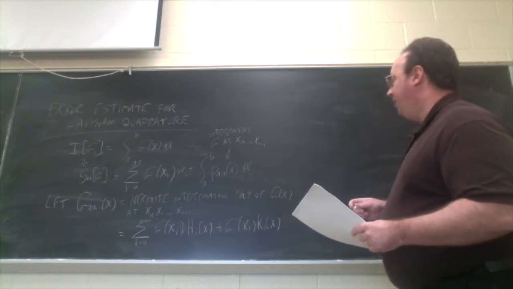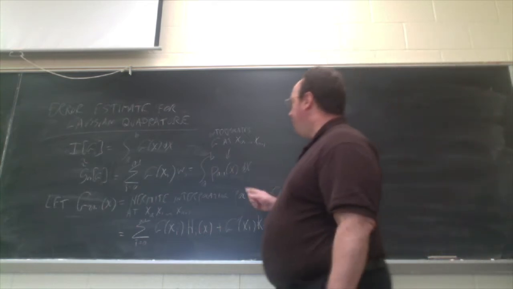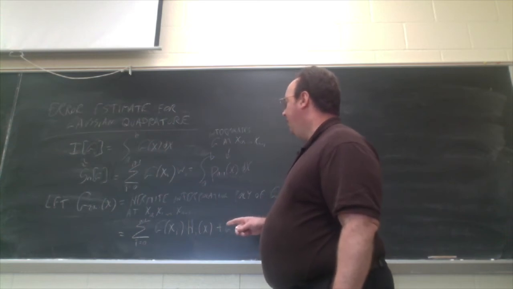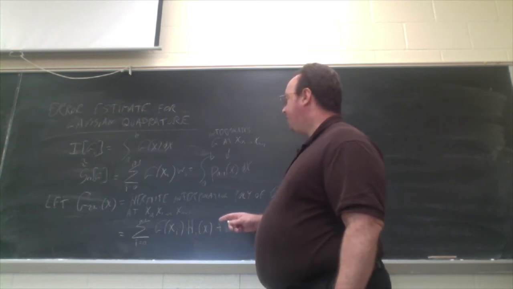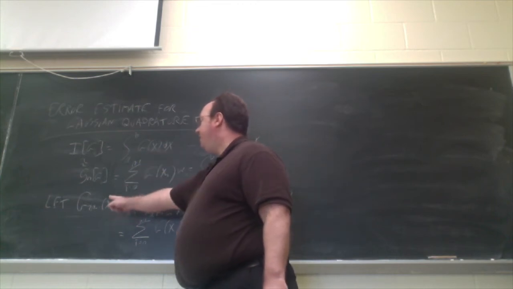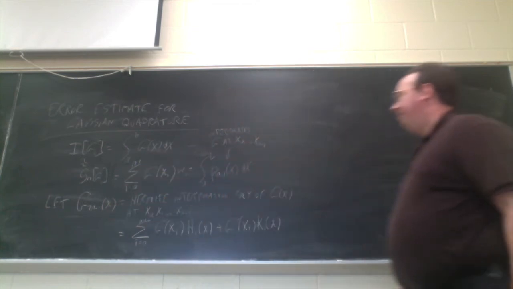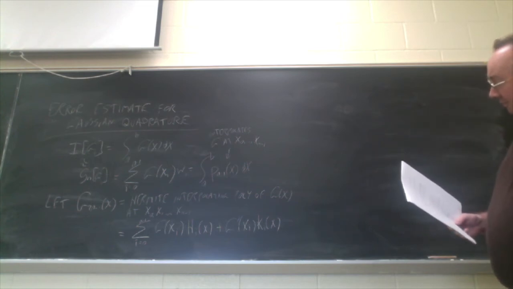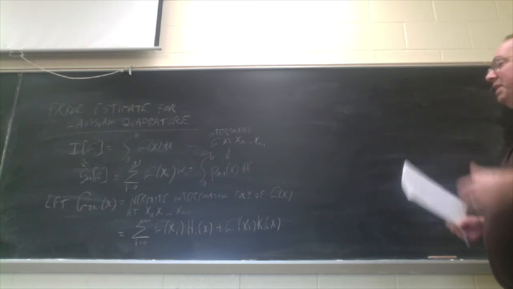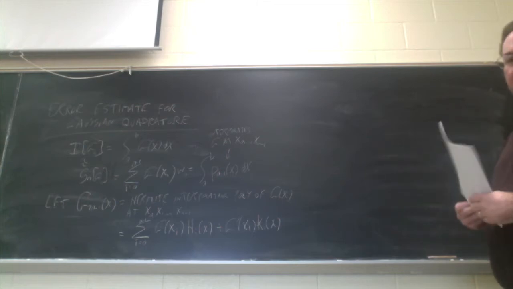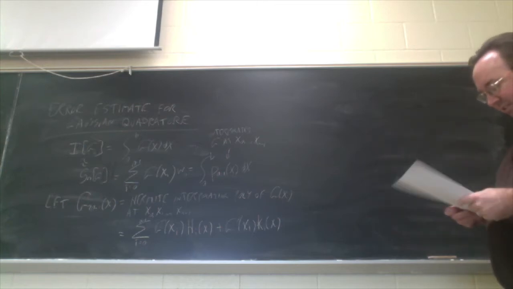So what we're going to do is measure the error in Gaussian quadrature by looking at the difference between the exact integral and the integral of this. And then we can use the Hermite error formula, which is similar to the Lagrange one, to understand what the error in Gaussian quadrature is. Okay.